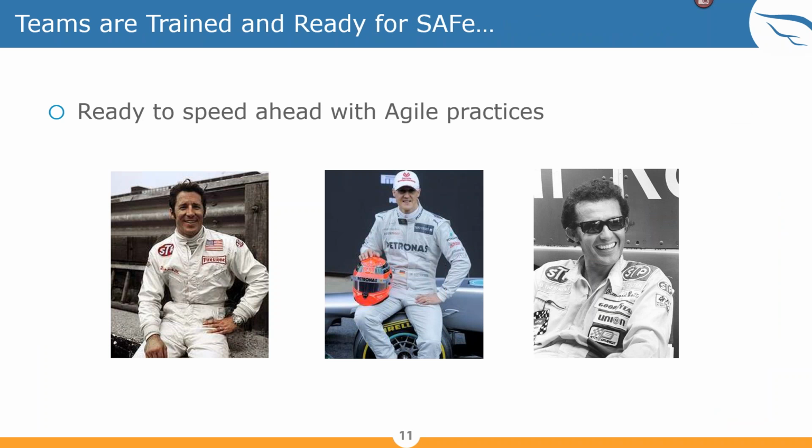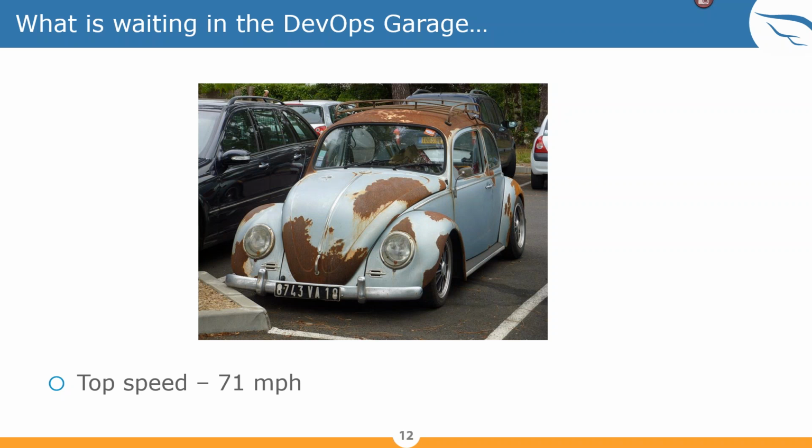So to illustrate this, I have some prominent race car drivers here. This is the people in the metaphor that we use. So you have Mario Andretti on the left, Michael Schumacher, who's the winningest Formula One driver, and for the NASCAR aficionados, Richard Petty. This is where you're ready to go high speed. And then what you have waiting back for you in your DevOps garage is this.